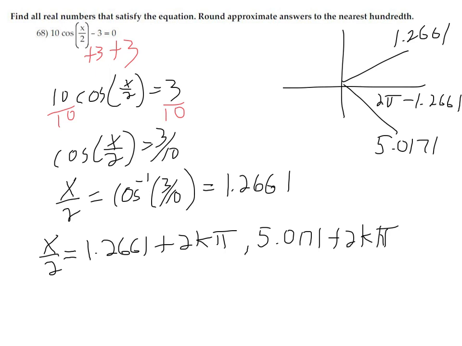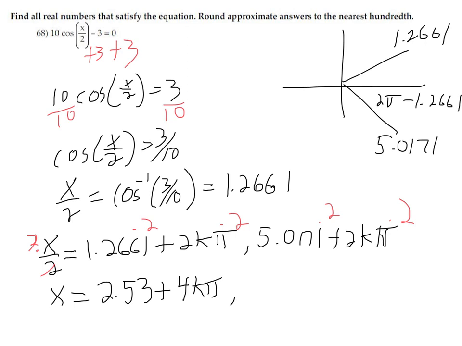Now to solve for x, we need to multiply by 2. So we're going to multiply everything by 2. And this will give us x equals. Now I'm going to go to the round of the nearest hundredth. So I have 1.2661 times 2, 2.5322. So now nearest hundredth, 2.53 plus. Here I get 2 times 2, that's just 4k pi.